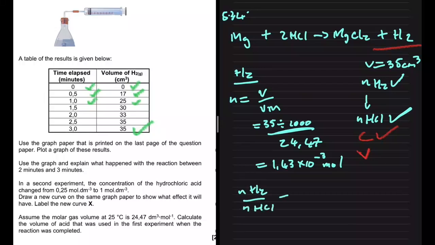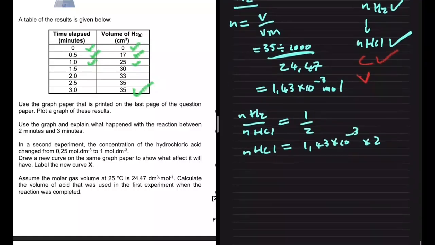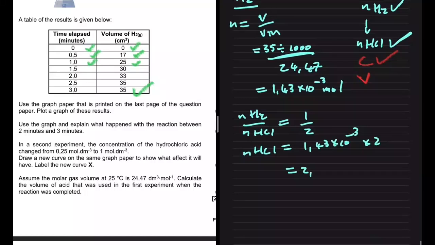Right. So now, balancing coefficient, the number of moles of H2 divided by the number of moles of HCl is equal to 1 divided by 2. So the number of moles of HCl will be equal to the number of moles of H2 multiplied by 2. And if we do that, we're going to get 2.86 times 10 to the minus 3 moles as the number of moles of HCl.